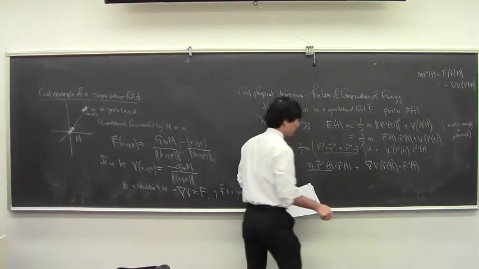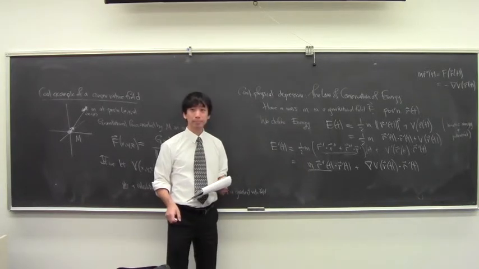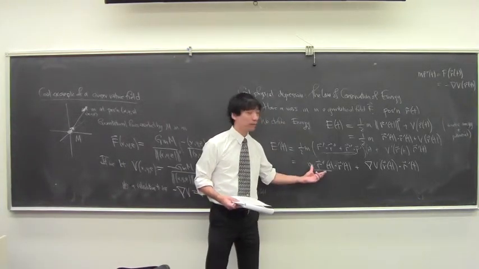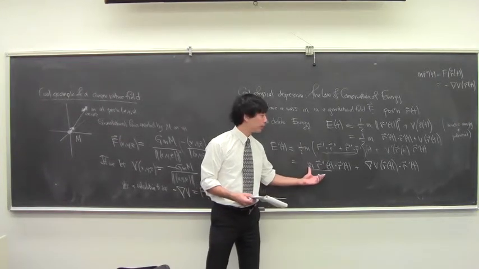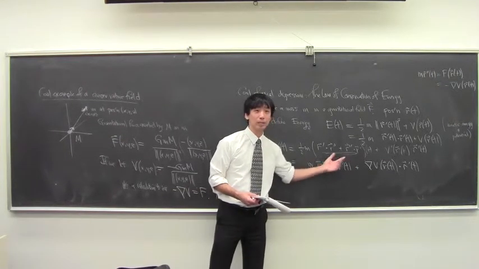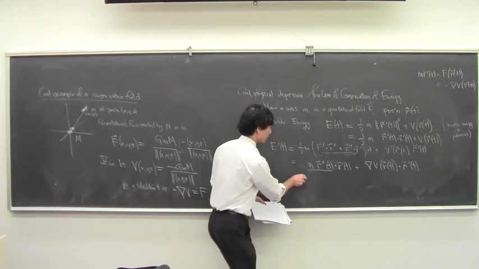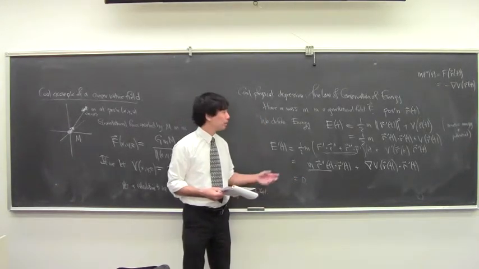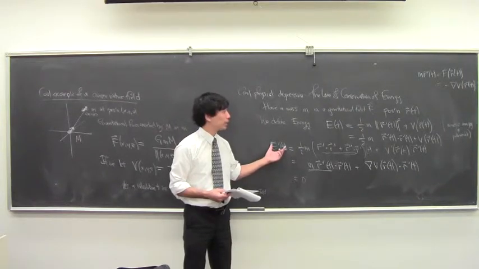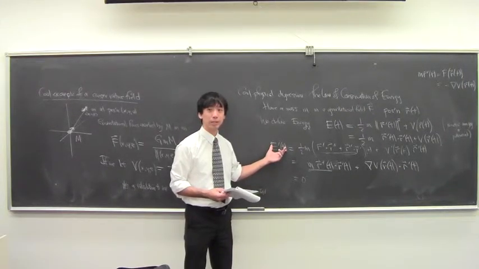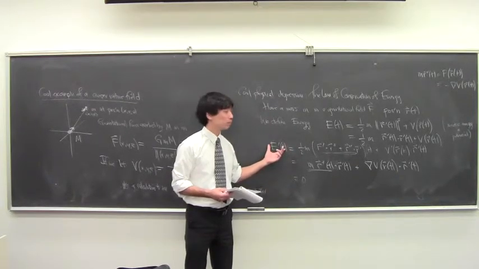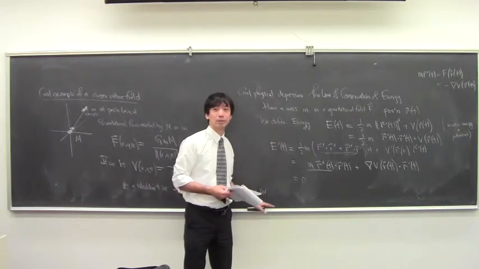And so what do you get? You get negative gradient of v dot r prime plus the gradient of v dot r prime, and that is 0. So if you take the kinetic energy plus the potential energy and differentiate it with respect to time, you get 0. In other words, energy is conserved.